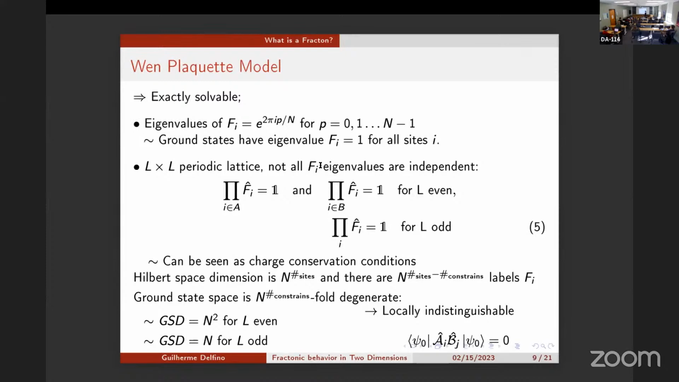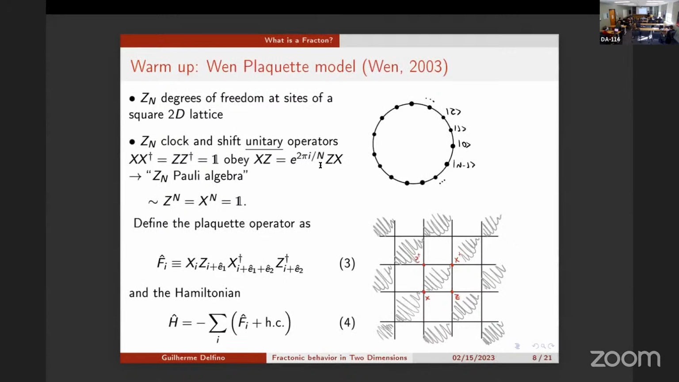But now, in periodic boundary conditions, not all these Fi's are independent. We have some constraints on them. And you can see this coming from the structure of the Plaquette operators. Every time that I have an x here in the diagonal, I have an x dagger. So if I take this Plaquette and consider the second Plaquette here and multiply them together, in every site all the contributions are going to cancel. This happens along this diagonal, and this happens along this diagonal. And in particular, every black Plaquette, if you multiply them, they multiply to identity. And the same thing happens for the white Plaquettes.